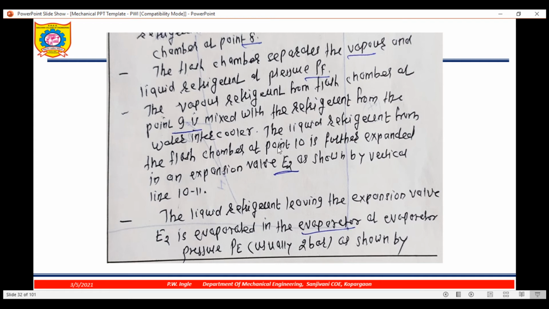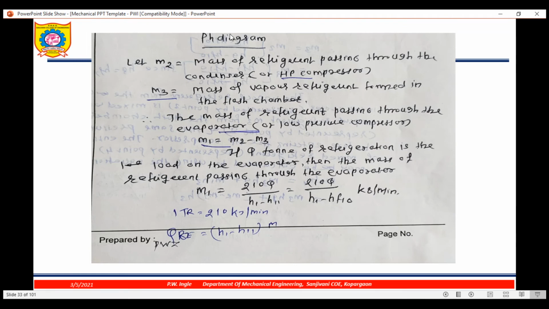The liquid refrigerant from the flash chamber at point 10 is again further expanded in the expansion valve as shown by vertical line 10 to 11. The liquid refrigerant leaving the expansion valve E2 is evaporated in the evaporator at evaporator pressure, which is shown on the p-h diagram.